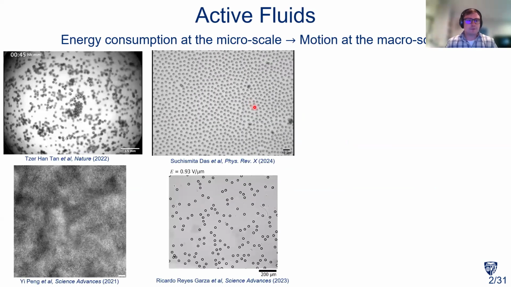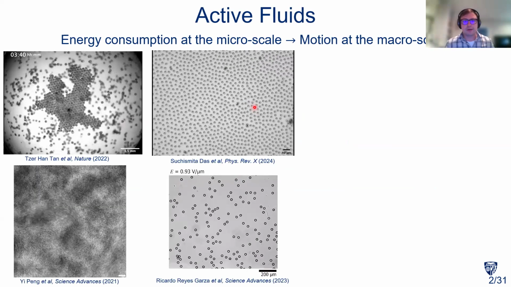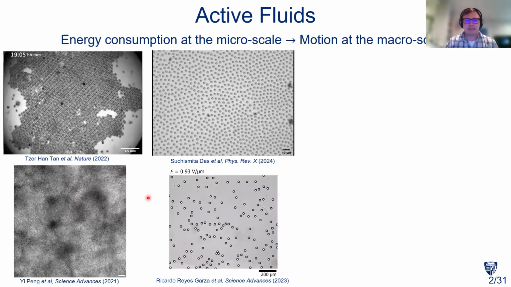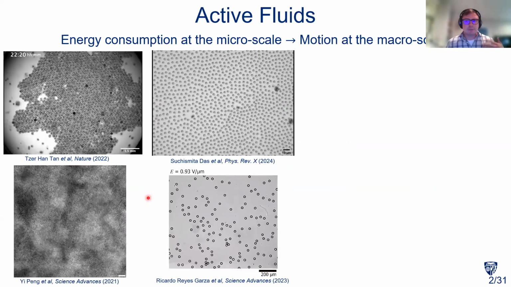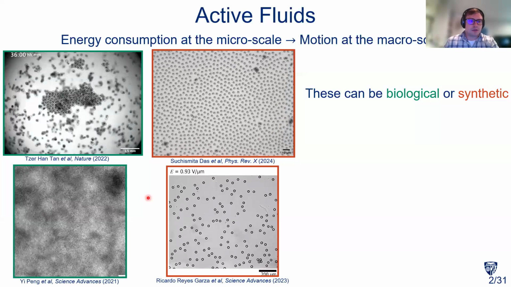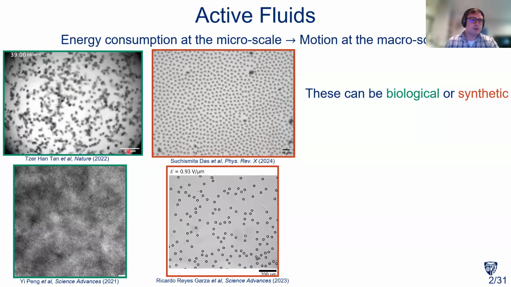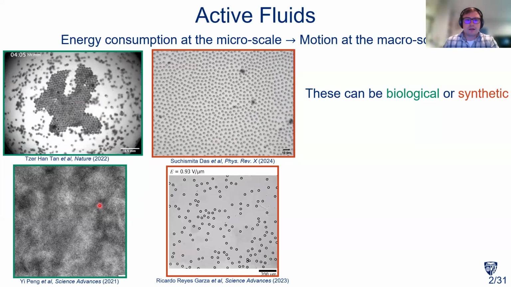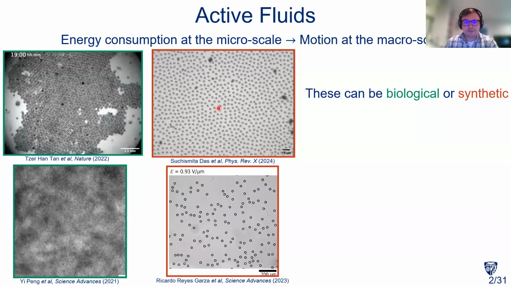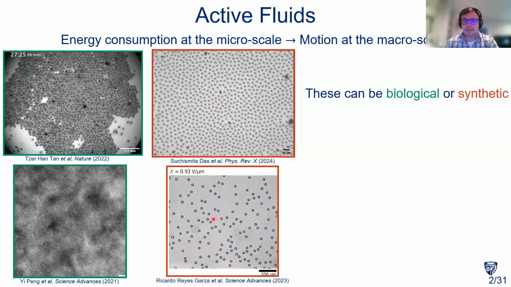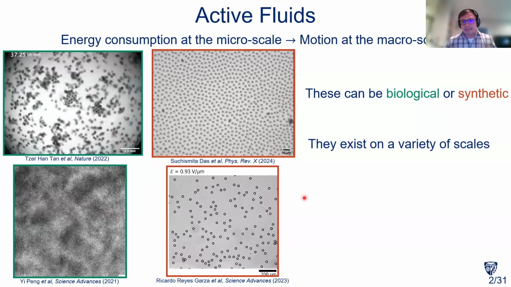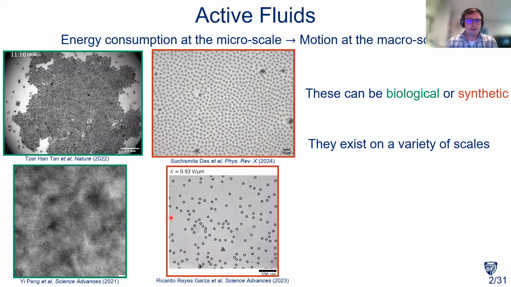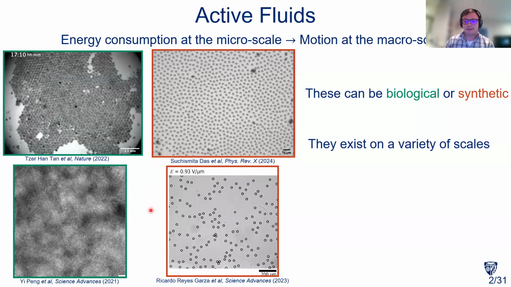There are lots of different examples. Here I've just pulled four that look really cool, and you can see there's a lot of variety. Active fluids can be biological in nature or synthetic. At the top left, these are starfish embryos. On the bottom left, this is a bacterial suspension. On the right, the top right is Janus particles, and the bottom right are Quincke rollers, which are synthetic systems. They can exist on a variety of length scales. Just these four examples span 2 to 3 orders of magnitude of length scales.